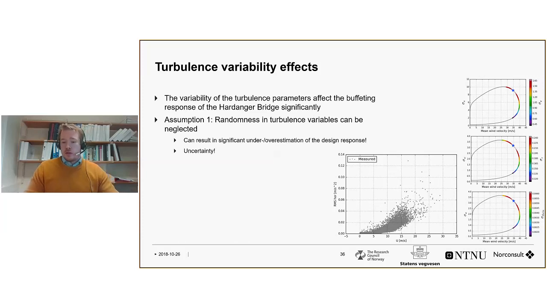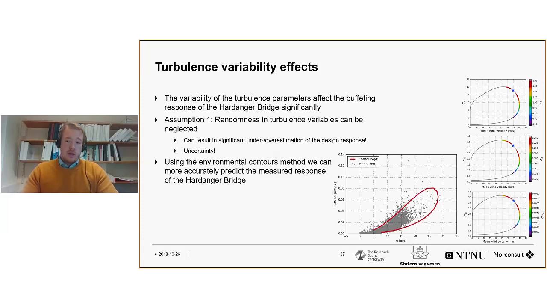And in these figures you are seeing to the right here, we are looking at lateral, vertical, and torsional displacement responses, and the response amplitude for the Hardanger Bridge is colored along the contour, and the worst combination is indicated. And as you can see, the maximum response does not correspond to the maximum mean wind velocity. So using this method, we are also able to ellipse the measured response scatter, instead of what appeared as a line in this plot earlier.